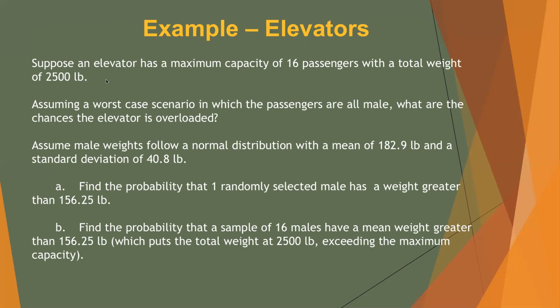Suppose an elevator has a maximum capacity of 16 passengers with a total weight of 2,500 pounds. Assume a worst case scenario in which the passengers are all male, which means they're probably heavier. What are the chances the elevator is overloaded? Assume male weights follow a normal distribution with a mean of 182.9 pounds and a standard deviation of 40.8. A: Find the probability that one randomly selected male has a weight greater than 156.25 pounds. Obviously we're going to use just the standard z-score for that one. B: Find the probability that a sample of 16 males has a mean weight greater than 156.25 pounds, which puts the total weight at 2,500, exceeding the maximum capacity.